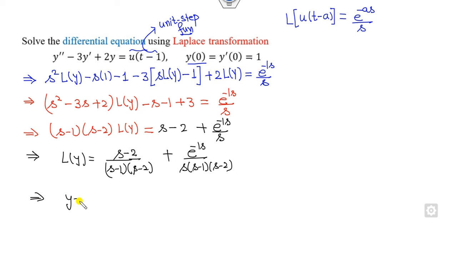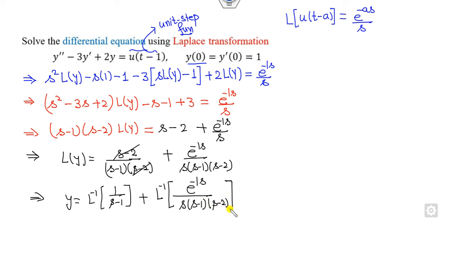So y will be L inverse. So this term will be cancelled out: 1 over s minus 1, plus Laplace inverse of e raised to power minus 1s over s(s minus 1)(s minus 2). Now how can you find the Laplace inverse of this part? So what is the Laplace inverse of the first component? e raised to power t.